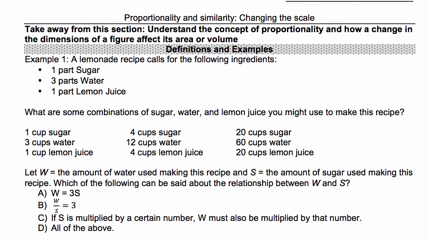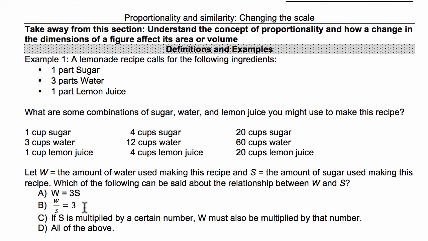Let W equal the amount of water used making this recipe and S equal the amount of sugar used making this recipe. Which of the following can be said about the relationship between W and S? Notice that W, the amount of water used, is always 3 times the amount of sugar used. So A, W equals 3 times S, is correct.